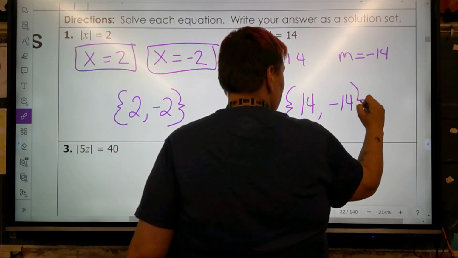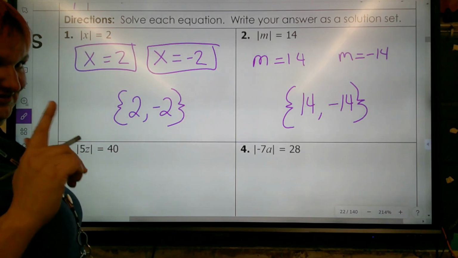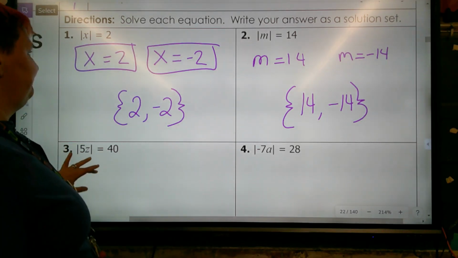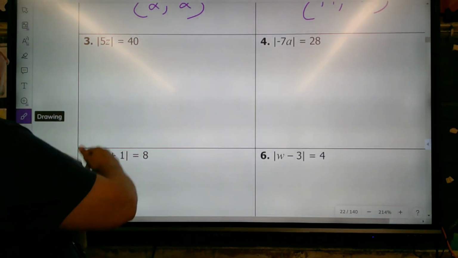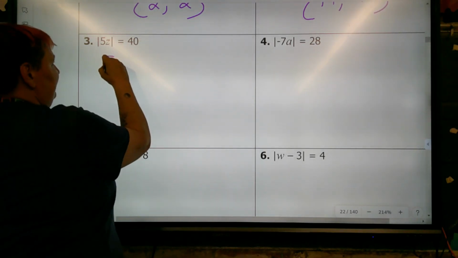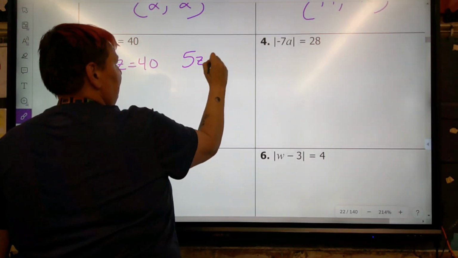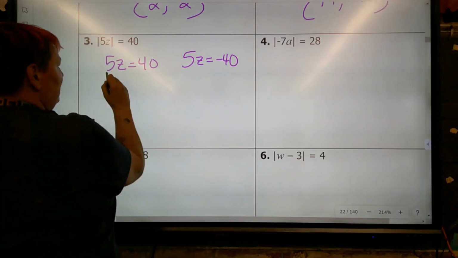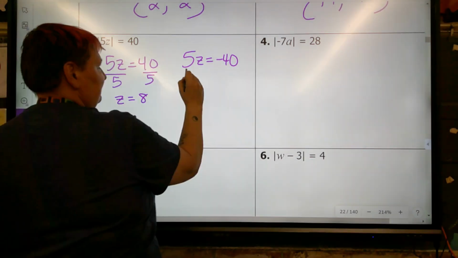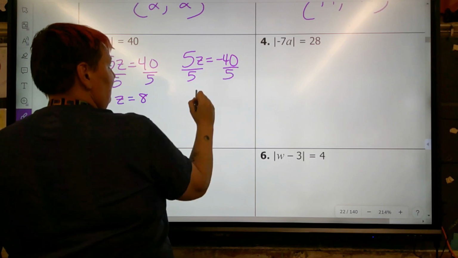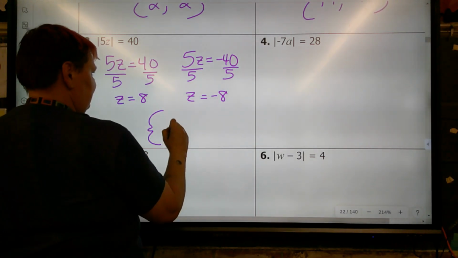It's not always going to be that easy. Right? It's not always going to be the same number, just positive and negative. Just wait. Alright? Same thing. Set 5z equal to 40 and negative 40. Then solve. Z could be 8. Or z could be negative 8. Write it as a solution set.